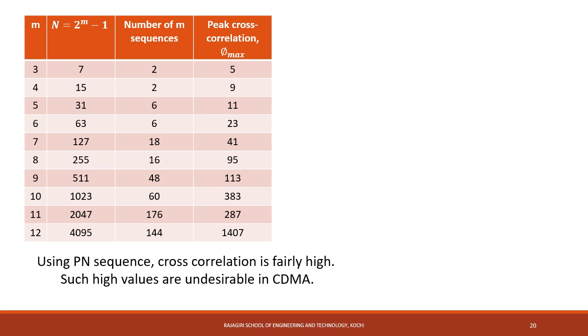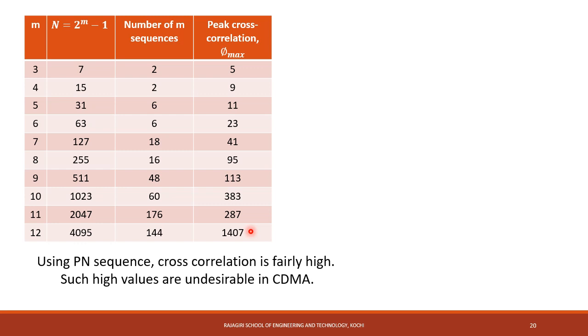This table shows the comparison of peak cross correlation for different values of m. As you can see from this table, we have got m varying from 3 to 12, and when you observe the peak cross correlation, it is varying from 5 to 1407. That is, the cross correlation is fairly high as the length of the shift register increases. So using PN sequence, the cross correlation is having a relatively high value.